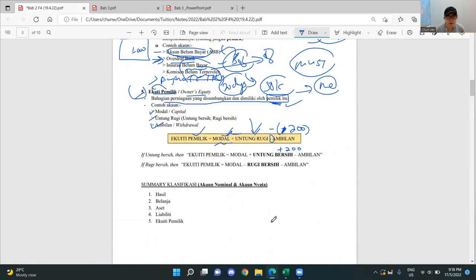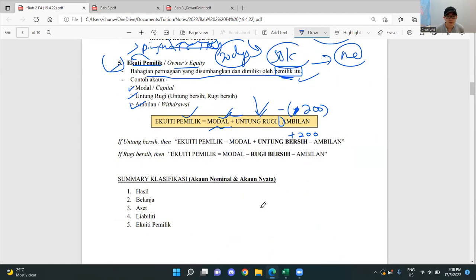Okay, so other than that, look at this summary klasifikasi. As I said, there are 5 klasifikasi: the hasil, the belanja, the asset, liability plus equity pemilik. In these 5 klasifikasi, normally we break down into 2 kinds, which we call the account nominal and also the account nyata. This is not very popular in your exam, but you just have to know. These 2 are the account nominal, while these 3, the asset, the liability plus equity pemilik, we call the account nyata.